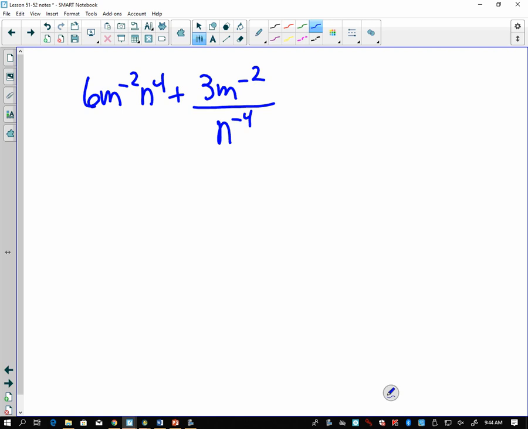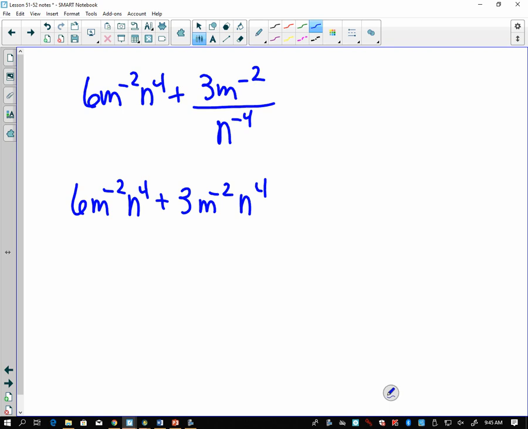My recommendation is to first get the denominator out of the denominator. How do I move that n to the negative fourth so that everything is in the numerator position? Move it up, and as I move it up, it becomes n to the fourth, right? It gets the opposite sign. Now let's look at these two things. I've got 6m to the negative second n to the fourth, 3m to the negative second n to the fourth. Are these like terms? Yeah.